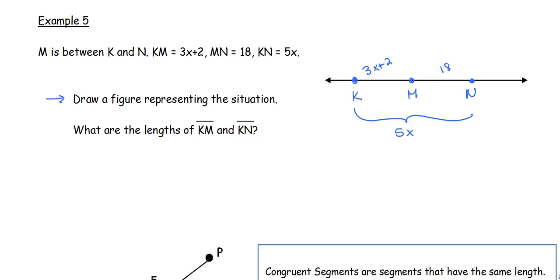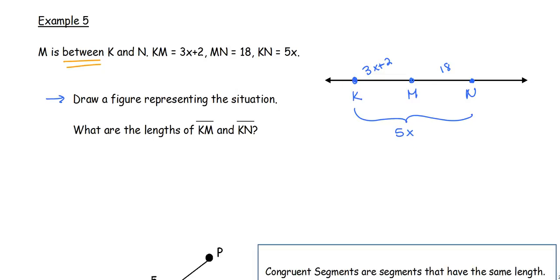All right, so first thing we're going to do is check that setup. I drew M so that it was between K and N. Notice that it just says between. It did not say midpoint, so I don't know that those two pieces are equal to each other. All I know is that M is somewhere in between. And then I labeled the sections according to the information I was given.